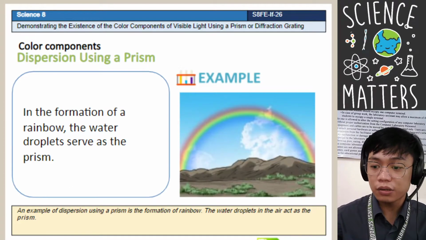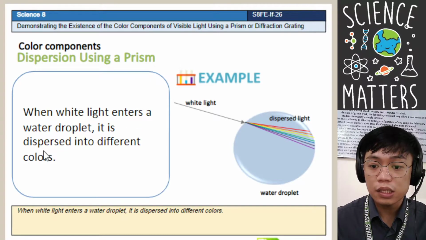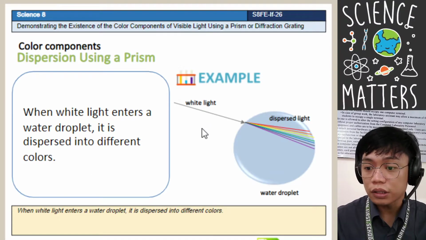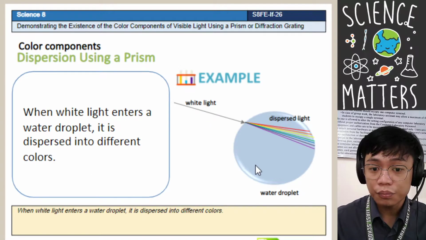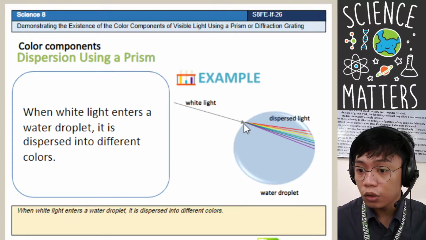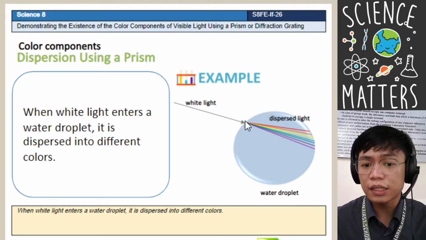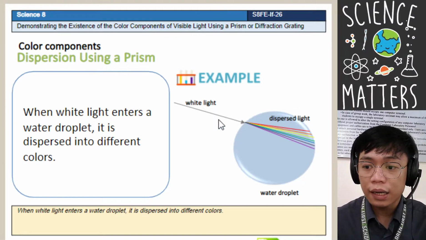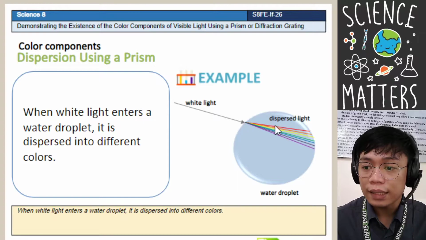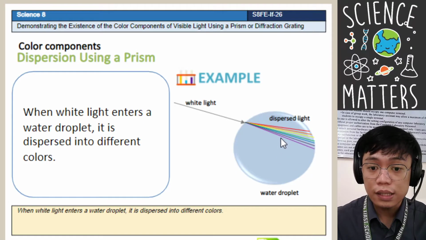Okay? I hope that you can still follow. So, when the light enters water droplets, it is dispersed into different colors. So, this is a water droplet. When white light penetrates it, it disperses into different colors. What is disperse? It means to distribute. It is like one group that gets divided into different groups. But those groups are the colors.